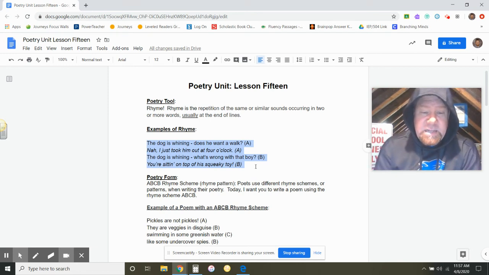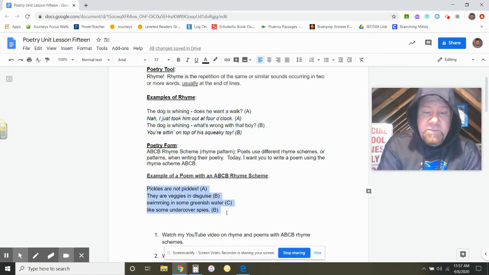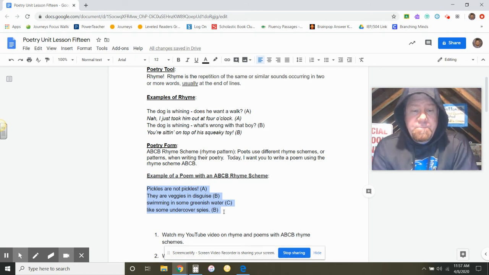So let's look at an example of a poem with an ABCB rhyme scheme. This is again another stanza that I have used from one of my poems. Okay? So this has, pickles are not pickles. It's the first line, so that's why it's signified as A. They are veggies in disguise. Now, disguise does not rhyme with pickles, so that's why we're marking this line B. Swimming in some greenish water. Now, water does not rhyme with disguise or pickles, so that's why it's signified as line C.